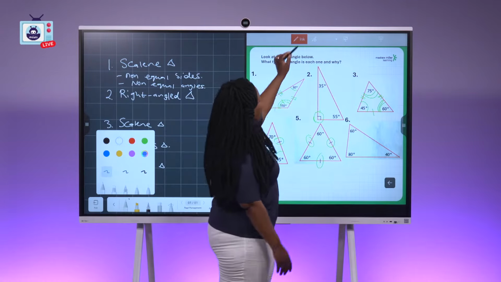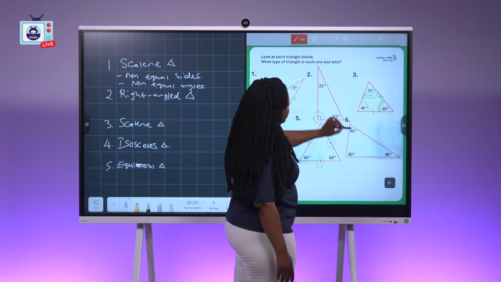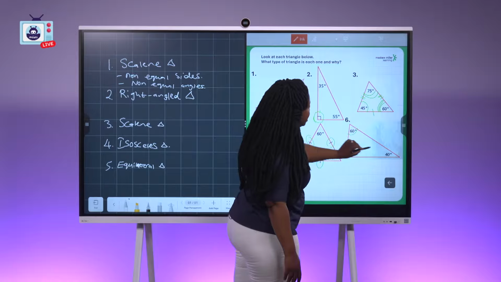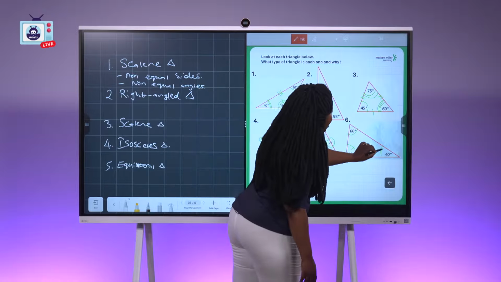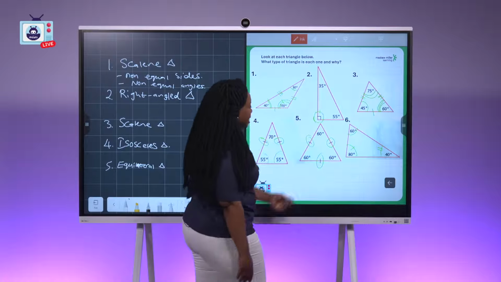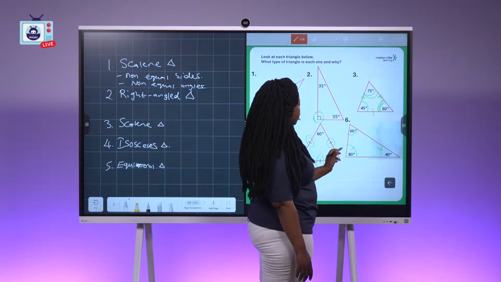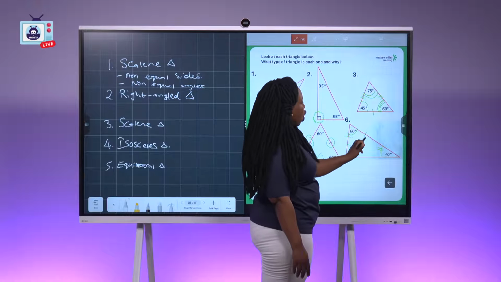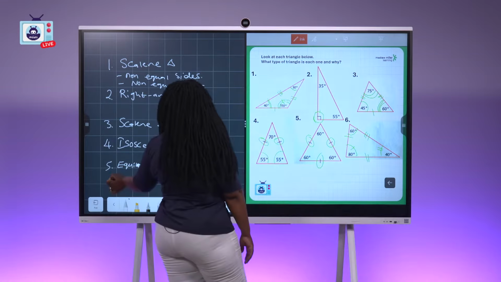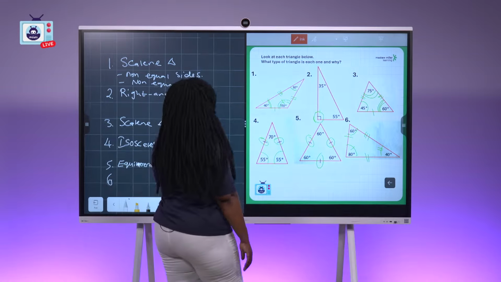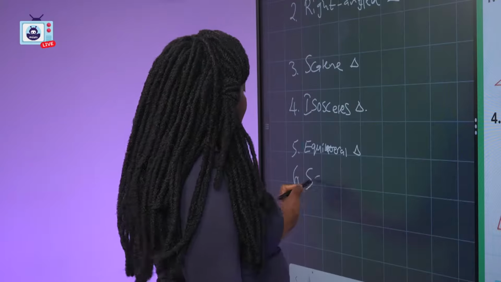I'm very sure that by now you know which one will be 6. Without me saying anything, you can tell me which one is number 6. So number 6, you can see it all have different angles, right? You can see there's 60, there's 80, and there's 40. All the angles are not the same, which makes all the sides not being the same. So with that being said, that means number 6 is therefore going to be our scalene triangle.